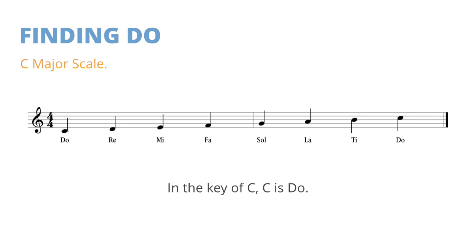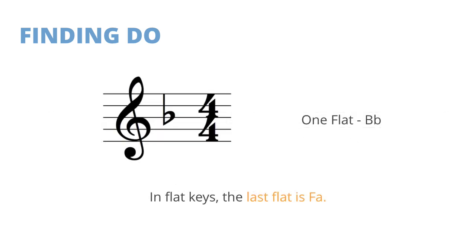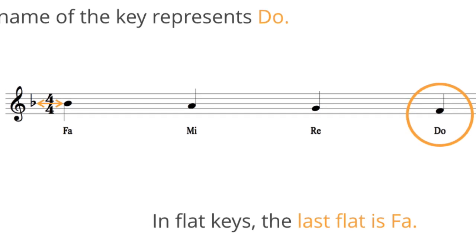Do changes when the key changes. Here's a different key signature. There's one flat, B flat. So how do we know what key it is? We need to figure out the key so we can figure out do. In flat keys, the last flat is always fa. So if we work backwards, we find that B flat is fa, A is mi, G is re, and then F is do. And remember, the name of the key will be do. So this is the key of F.